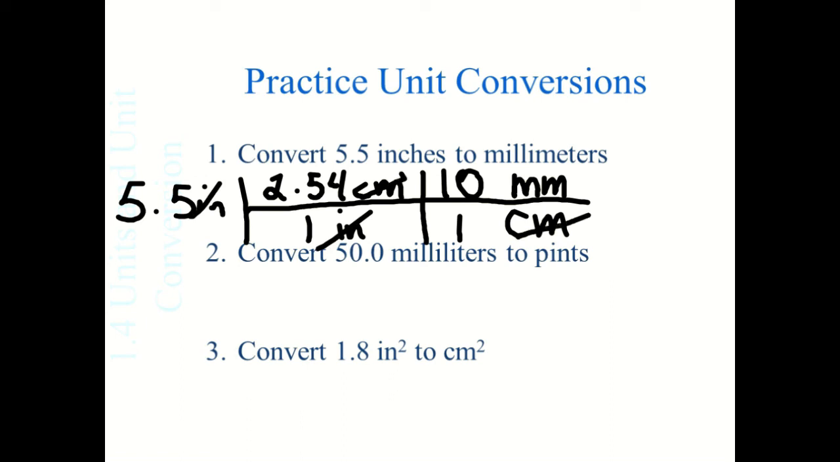Alright, so these cancel. I'm left with millimeters. So how do I do the multiplication here? I just multiply everything across the top, right? I don't have to divide by anything because it just ends up being 1 and so on.